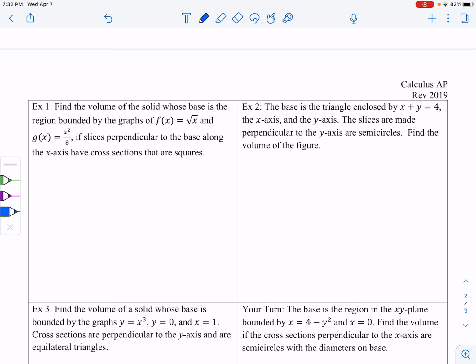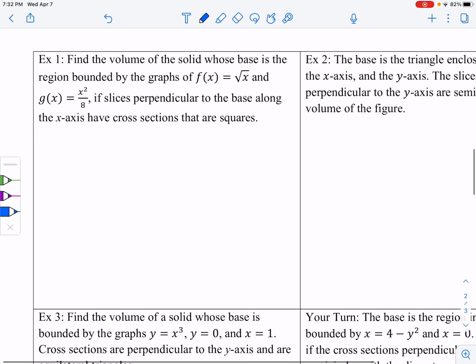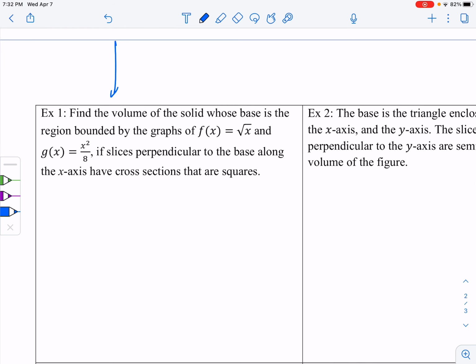All right, oh, this one is to the x-axis. This one's to the y, so that's good. All right, different problem. Find the volume of a solid whose base is the region bounded by the graphs of square root of x and x squared over 8. Well, let's see, x squared over 8 is pretty flat, right? So it's going like this. And the square root of x is going like this. So I need those two intersections.